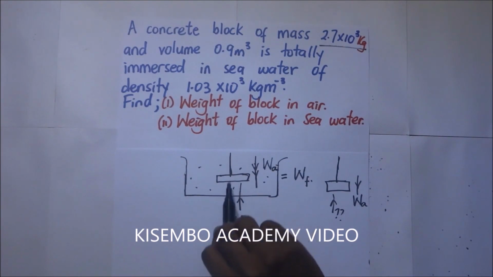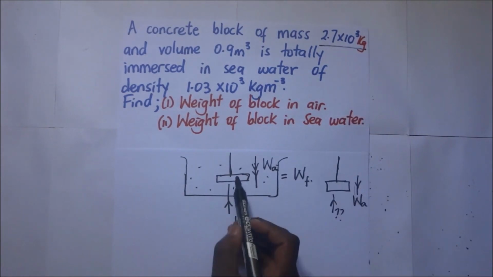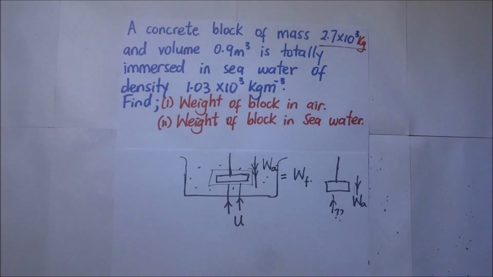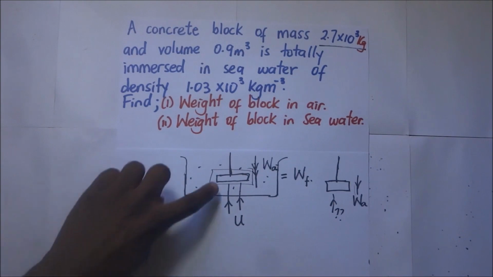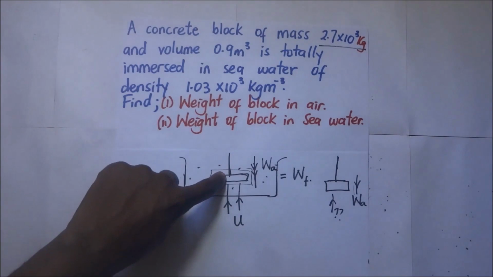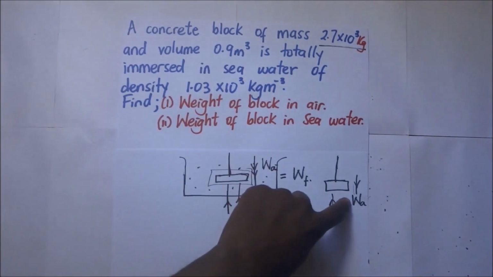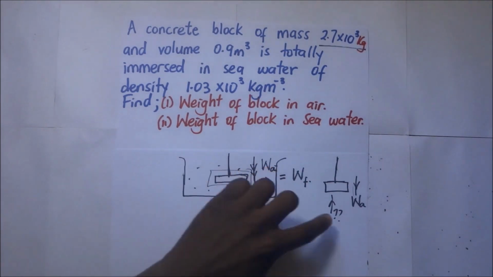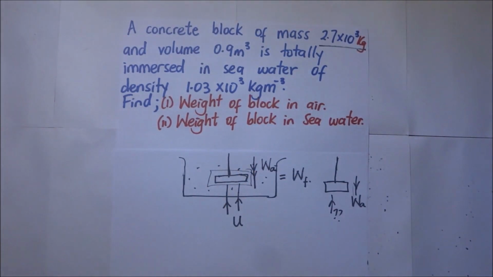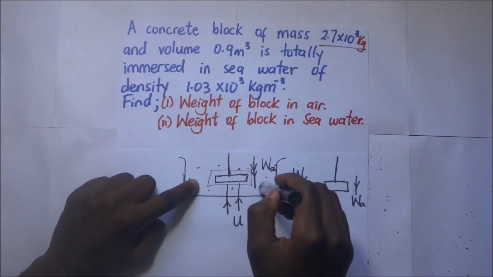So it means that this upward force, the upthrust force, is going to counteract some of this weight acting downwards. When it counteracts some of it, this block is going to lose some weight. That is what we call the apparent loss in weight of this solid. That apparent loss in weight means that the weight it had in air has been reduced to a new weight. That new weight is what we are calling the weight of the block when it is dipped in the seawater.